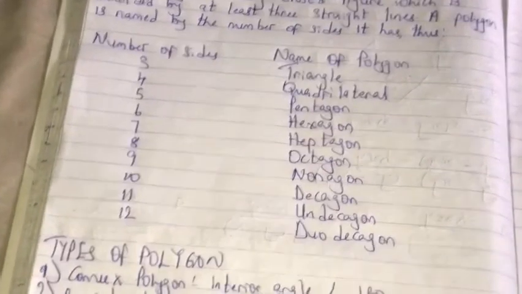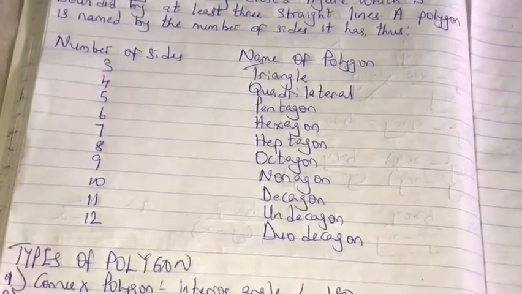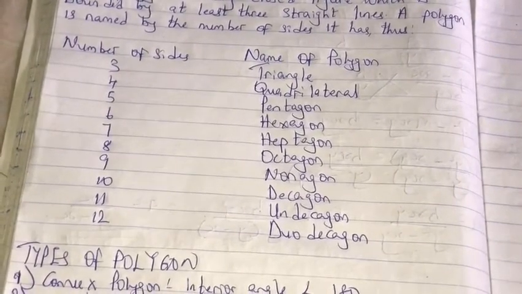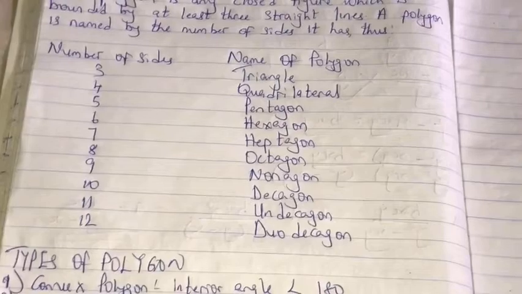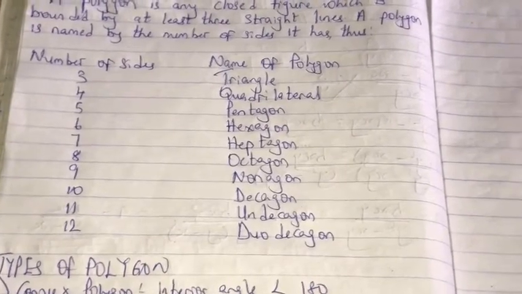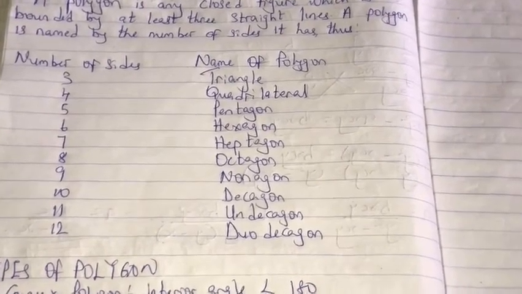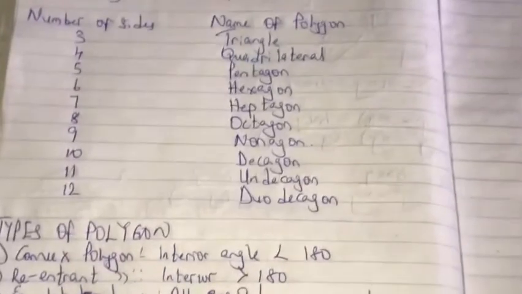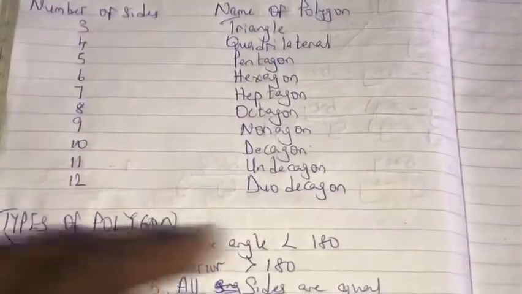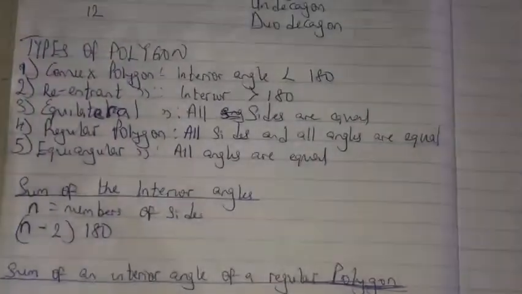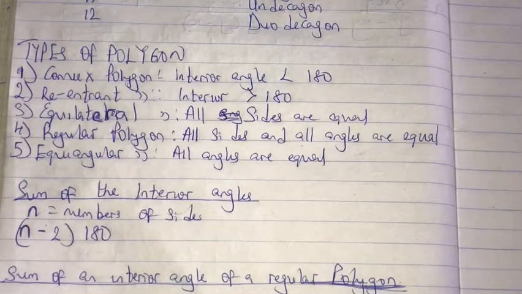For example, for three sides, we have the triangle, because it has three sides. We have quadrilateral, which is four sides. We have pentagon, which is five sides. Hexagon, heptagon, octagon, nonagon, decagon, undecagon, duodecagon, which have their various amounts of sides. Types of polygon: we have the convex polygon, reentrant polygon, equilateral, regular polygon, and equiangular.